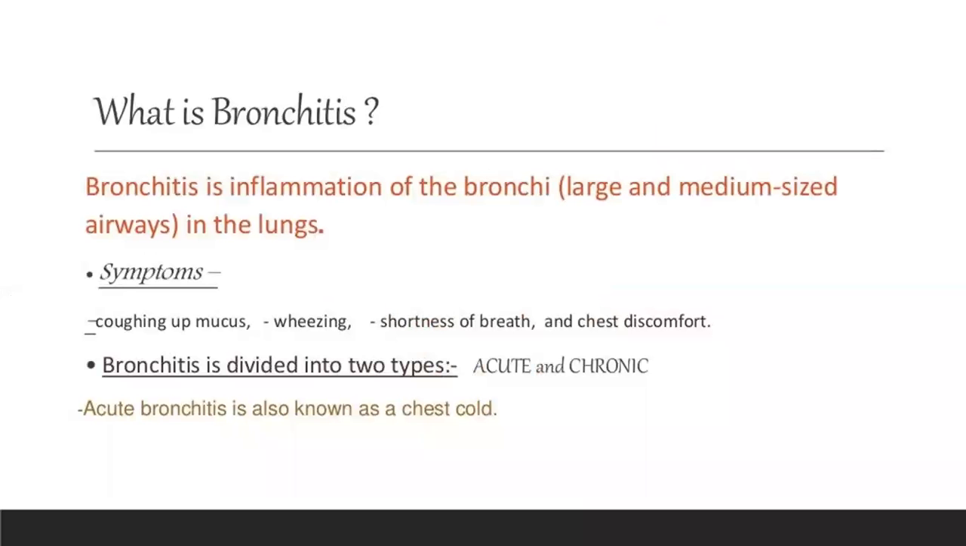What is bronchitis? Bronchitis is inflammation of the bronchi. It might involve large and medium-sized airways in the lungs. For symptoms, you can have a look at coughing up mucus, wheezing, shortness of breath, and chest discomfort. Bronchitis is divided into two types, acute and chronic. Acute bronchitis is also known as chest cold.